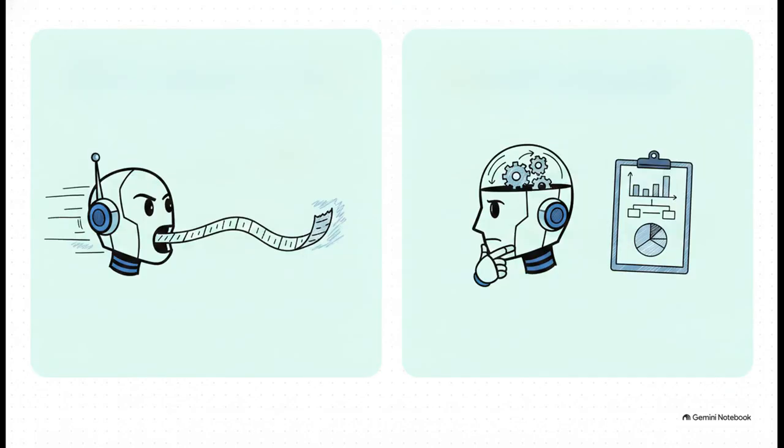Think of it like a student in a classroom. Normal mode, it just blurts out an answer. But thinking mode actually pauses to show the math, making it far more reliable for high-stakes decisions. If you're asking it to do multi-step financial calculations, you absolutely want it to show its work.